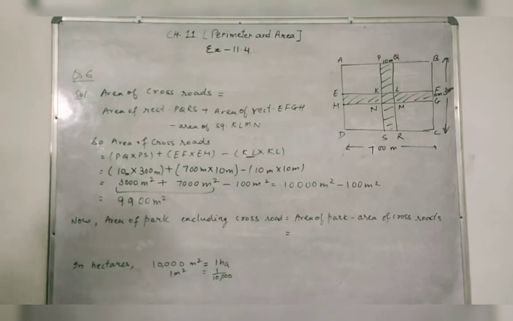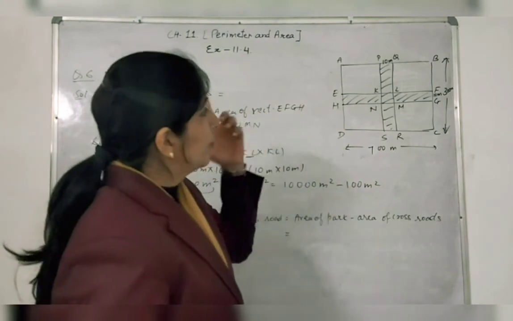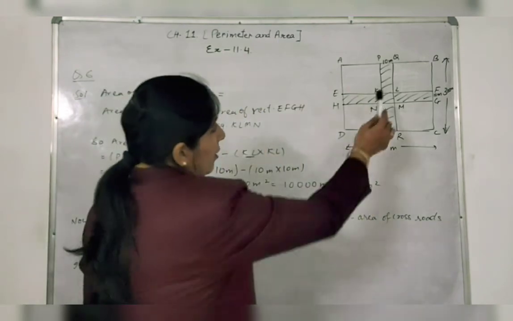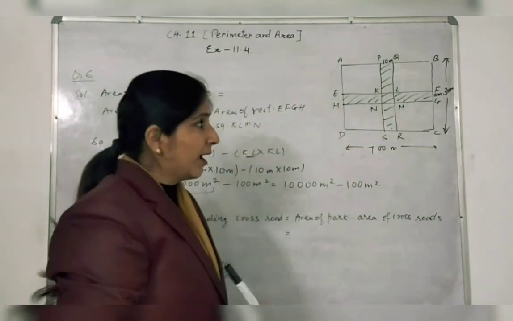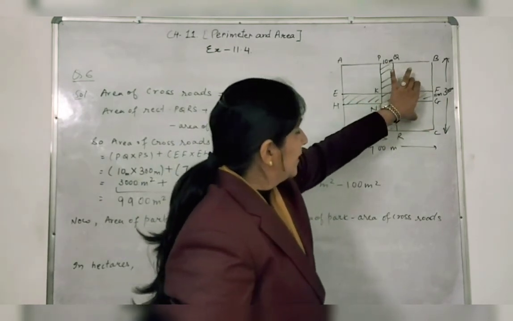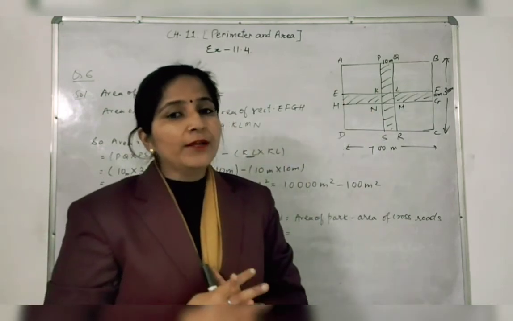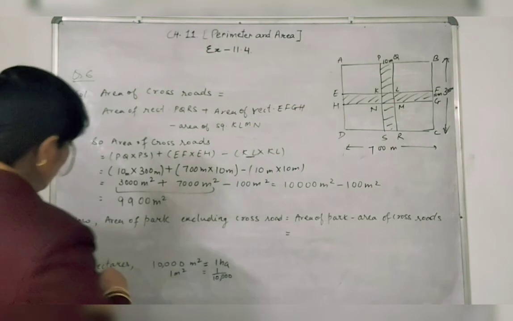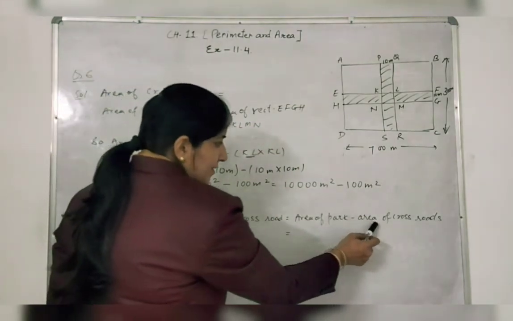Now we need to calculate the area of the park excluding crossroads. What we need to calculate? We need to calculate area of the park excluding crossroads. So what should we do for that? We can just calculate the complete area of the rectangular park, and then we can subtract the area of these crossroads to get the area of the portion excluding the crossroads. So area of park excluding crossroad is equal to area of park minus area of crossroads.